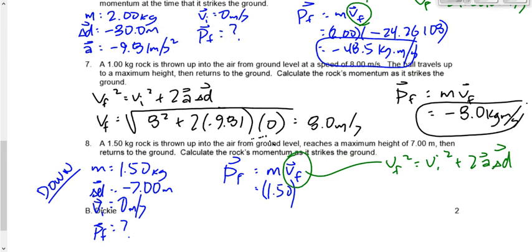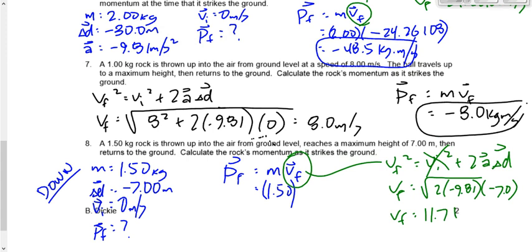As long as you don't use v equals d over t, you can't use that one, right? Because that's for uniform motion. As long as you use one of the acceleration ones, then sooner or later you've got to get the answer. Okay, so Vf is equal to the square root of 2 times negative 9.81 times d, because Vi was 0. Vf worked out to be 11.71921 meters per second.